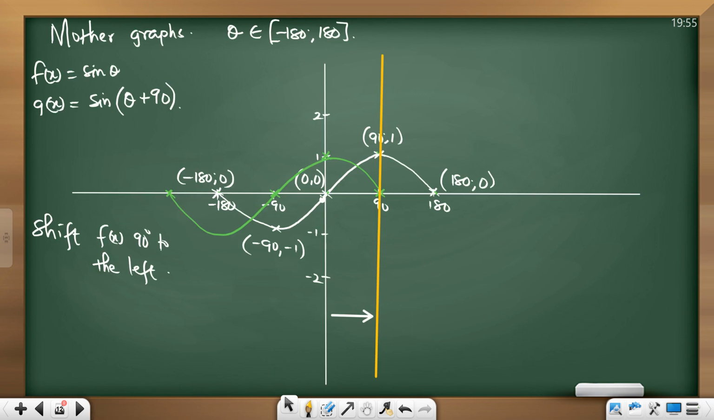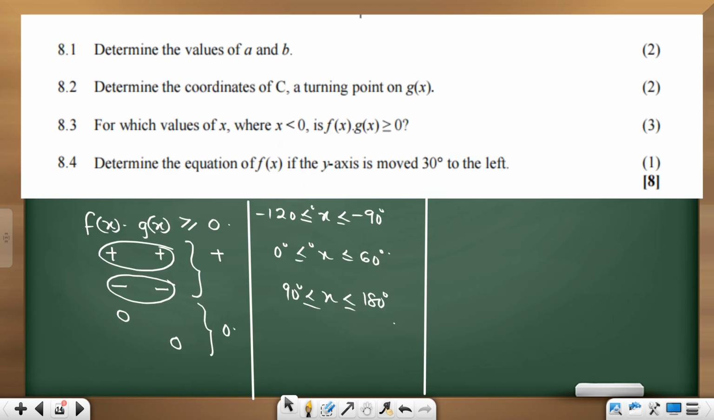They gave us a restriction on that question before we go to the last one. For which values of x, where x is less than 0? We just wrote all the answers. X must be less than 0. Which one is correct? Only the first one. Thanks, Google.